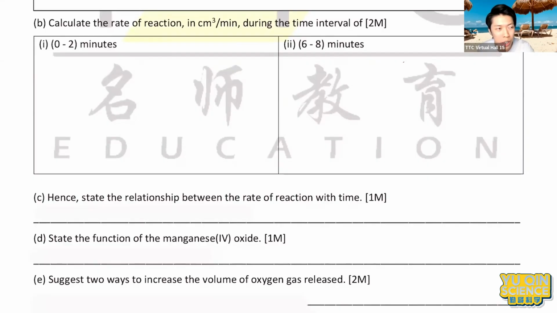Calculate the rate of reaction, cm cube per minute. Per minute, okay lah, per minute lah. Because the syllabus that we learn is per second but we need to change. I think since the question says so, then we follow, but by right we should do it in a second.